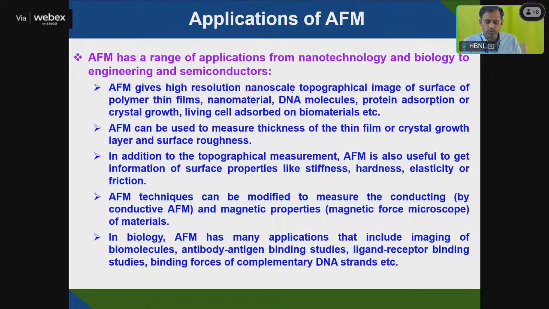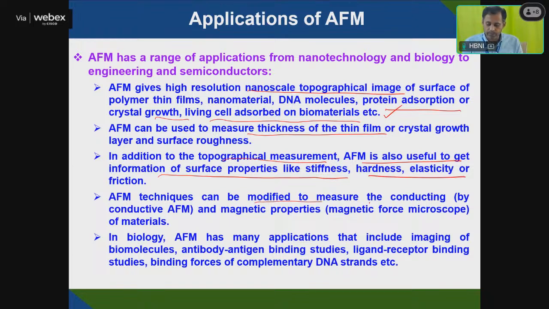It can give nanoscale resolution topographic images of surfaces, polymers, thin films, nanomaterials, DNA molecules, protein adsorption, crystal growth, living cells, adsorbed biomaterials on surfaces, dental implants, all those things. Some information you can get from AFM: it can be used to measure the thickness of thin films. You can also measure the roughness, from which you can calculate the thickness of the material and surface roughness. In addition to topographic measurement, AFM can be used to get information about surface properties like stiffness, hardness, elasticity, friction, all those parameters.